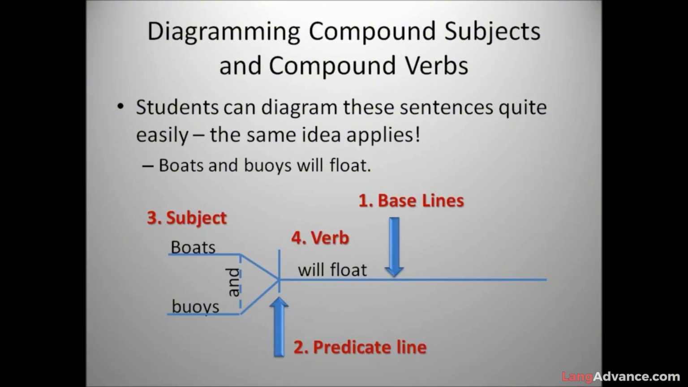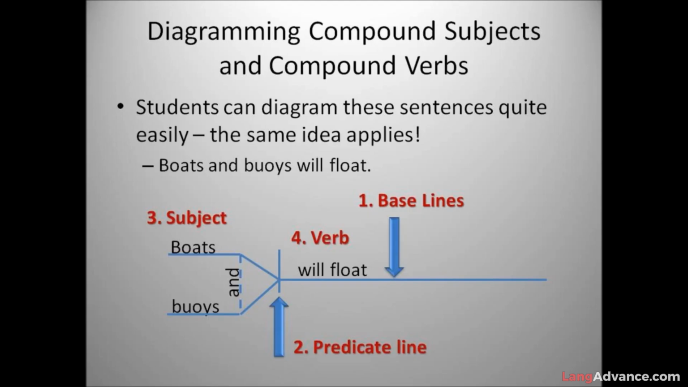So when we diagram compound subjects and compound verbs, it's quite as simple as diagramming simple subjects and verbs. So in the example sentence, boats and buoys will float, you still begin with a baseline, you still have a predicate line, you still fill in your subject and your verb, but this time, because there are two subjects, you need to divide the baseline to represent two subjects at once with the coordinating conjunction and connecting the two split baselines.